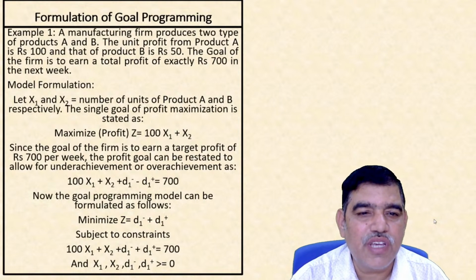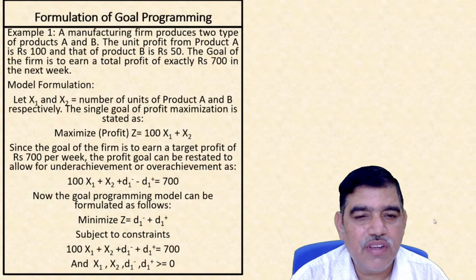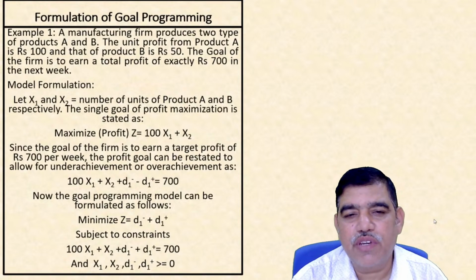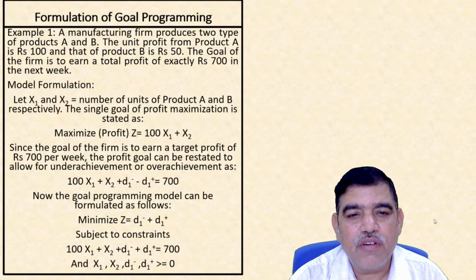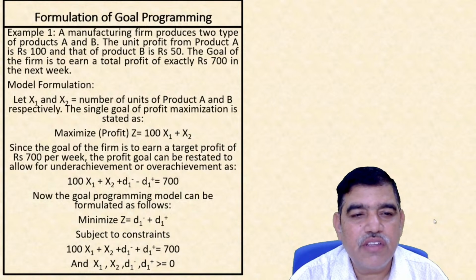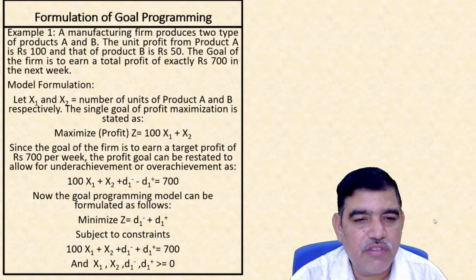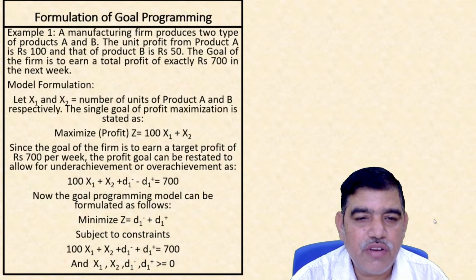If you use the LPP model, we have to write the equation. The objective equation is to maximize the profit, Z equal to 100x1 plus 50x2. What are x1 and x2? x1 and x2 are the number of units of products A and B respectively. The single goal of profit maximization is stated as maximize Z equal to 100x1 plus 50x2. That is the objective function.